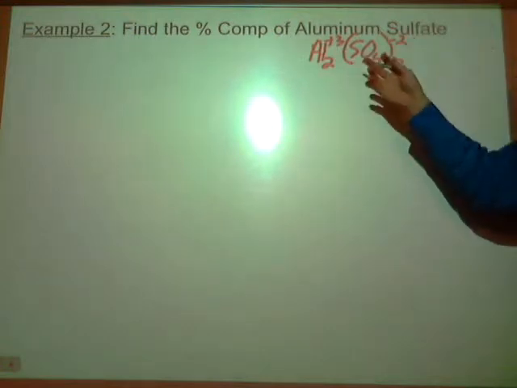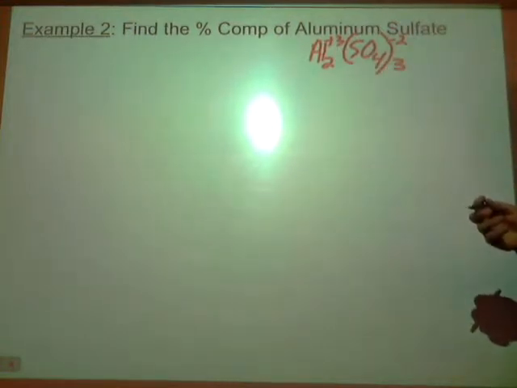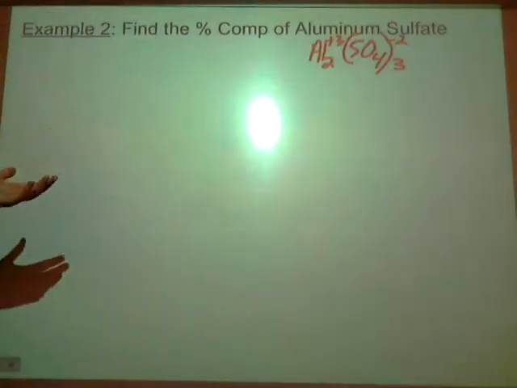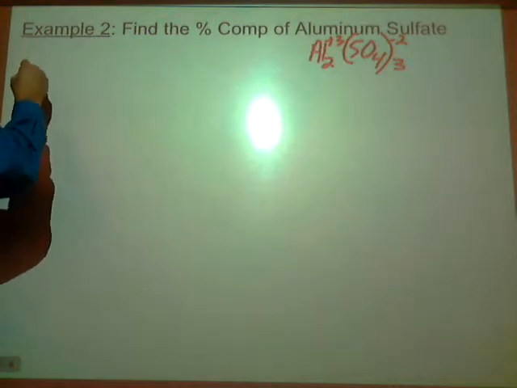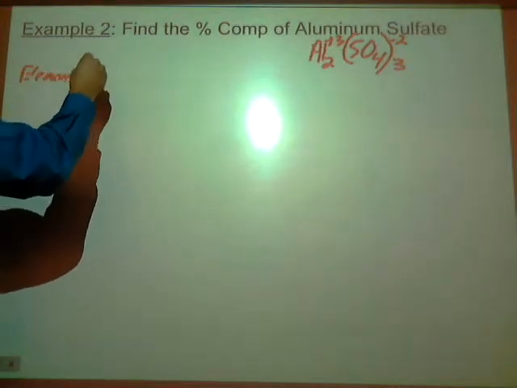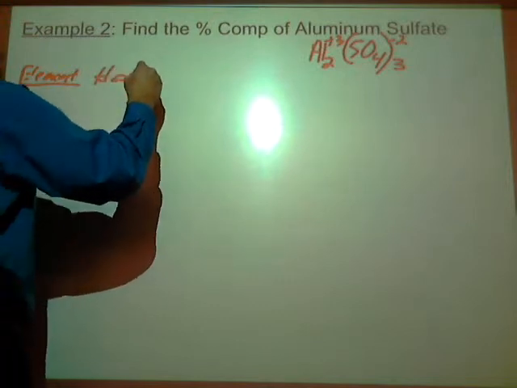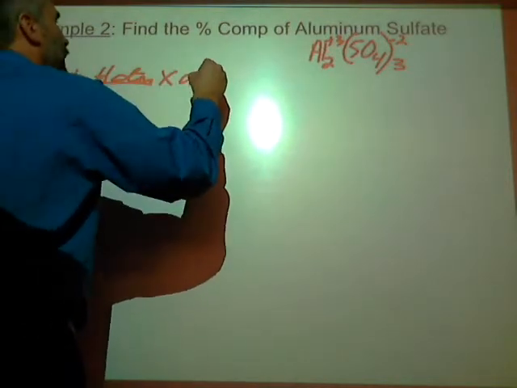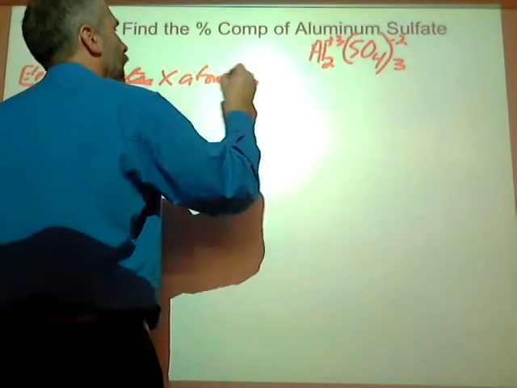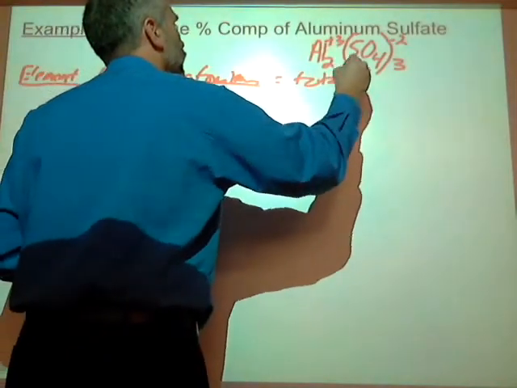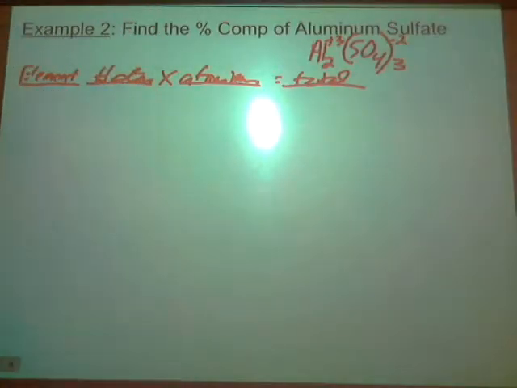All right. That's the first step. What am I going to do next? You have to find the molar mass. Right. I'm not going to write that all out again. I'm just going to do it. Okay, so element, number of atoms, times the atomic mass equals the total mass. And then we'll add them all up, okay?